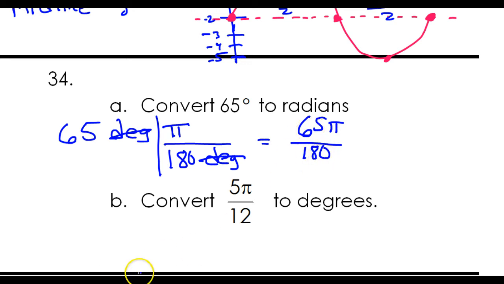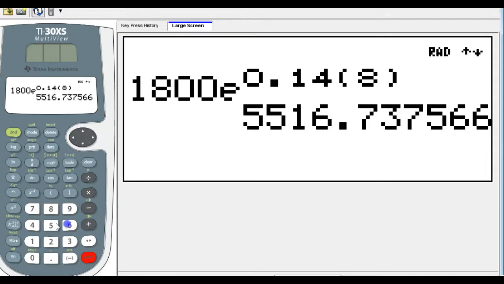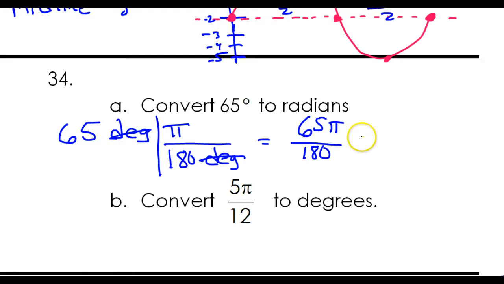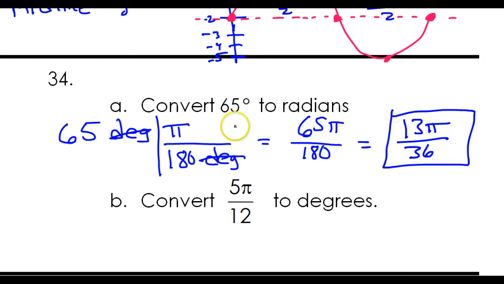So 65 over 180. Even with a 4-function calculator, you could just reduce. You could just start dividing these by 5 and such. But I'm going to trust that you can reduce 65 over 180. So that should simplify down to 13 over 36. So that's why I'm talking 13 pi over 36. 65 degrees is 13 pi over 36 radians.